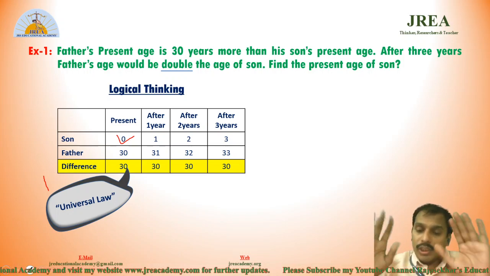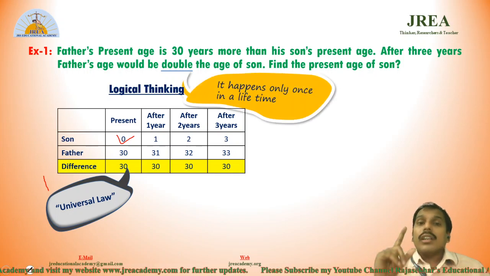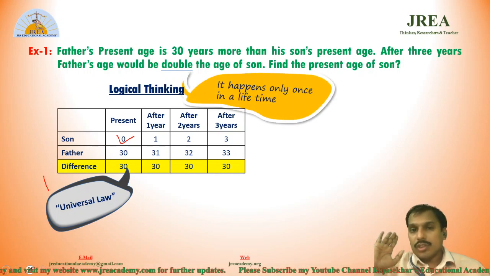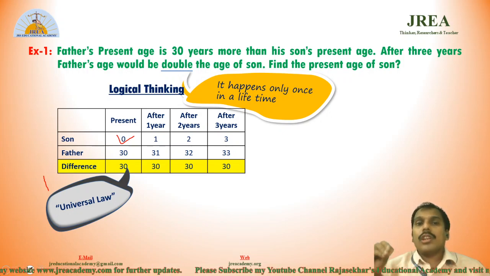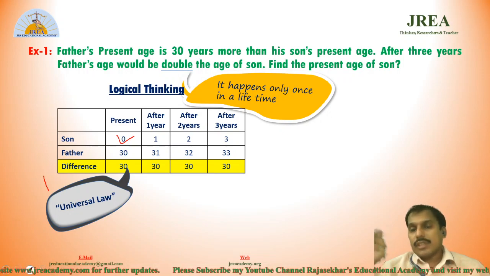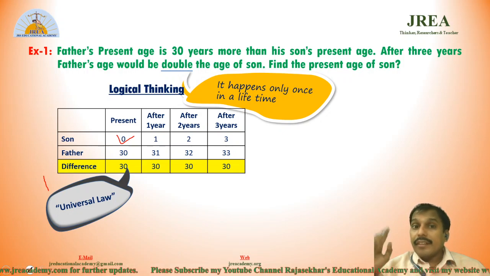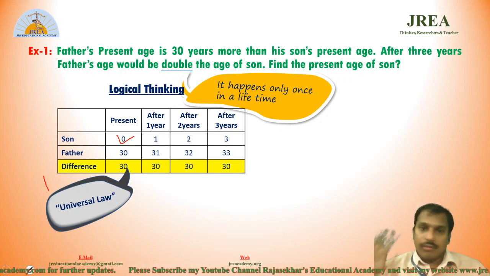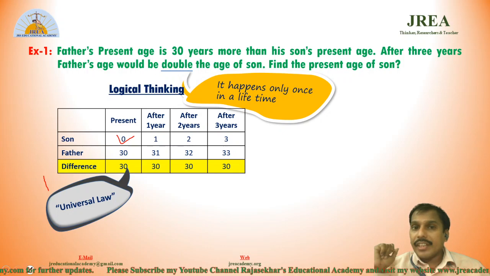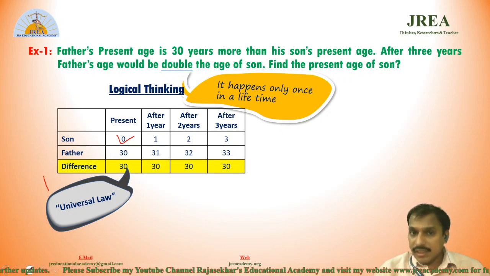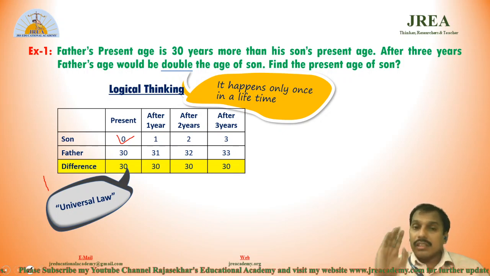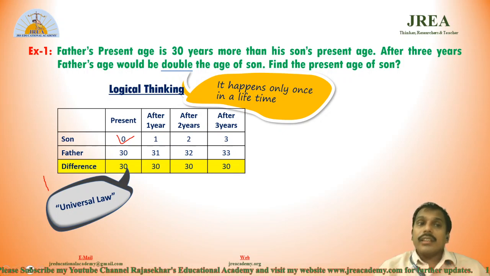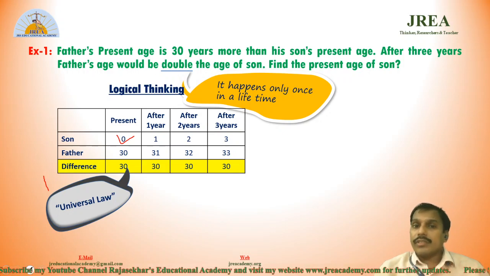That means it happens only once in a lifetime of the father, or maybe the lifetime of the son. So when it happens, it is simple. If the son's age reaches the difference of the father's and son's ages, then automatically the father's age is double the age of the son.